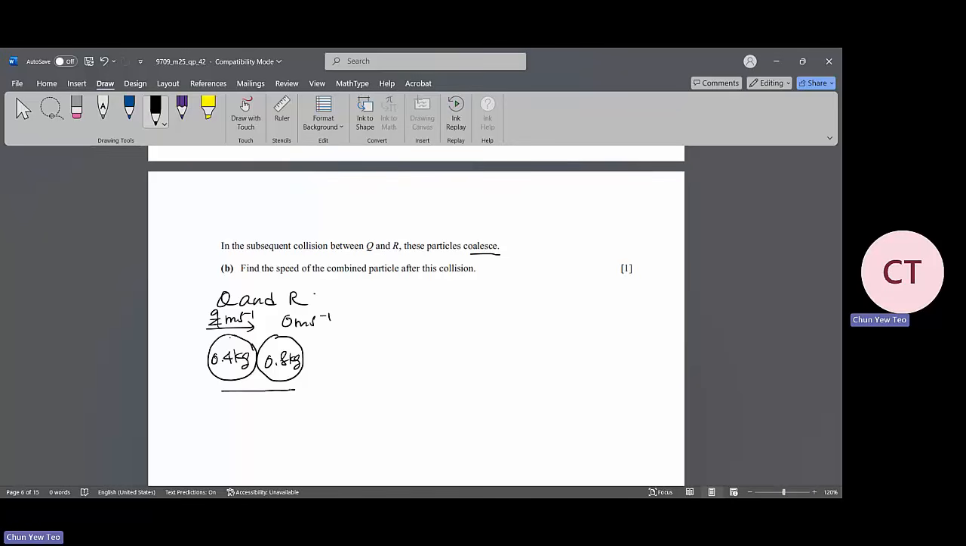Then after they combine, we are having w. Again, we're using PCLM, principle of conservation of linear momentum. 0.4 multiplied by 9/4 is equal to 0.4 plus 0.8 of w. So your w, just press the calculator, you can get this as 0.75 meter per second.